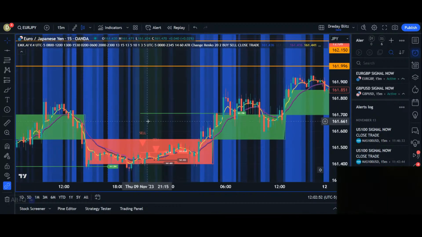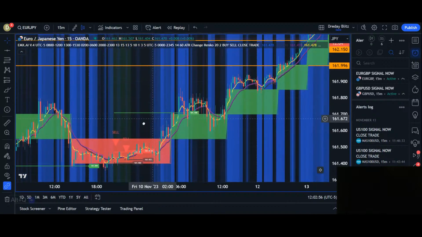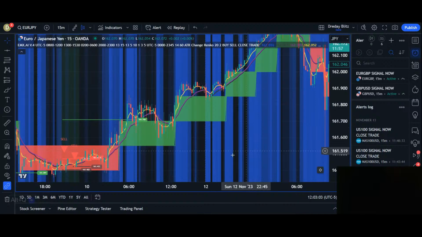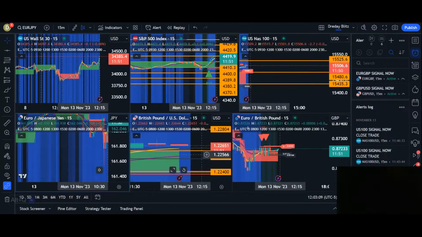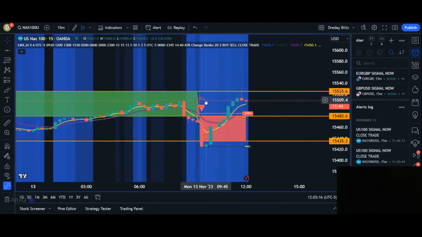Is there any other pairs that you want to look at? So let me know. We're just gonna minimize this one and look at other markets. Let's look at NASDAQ, where it's at right now. So NASDAQ, we had the close trade, so it's bullish right now.